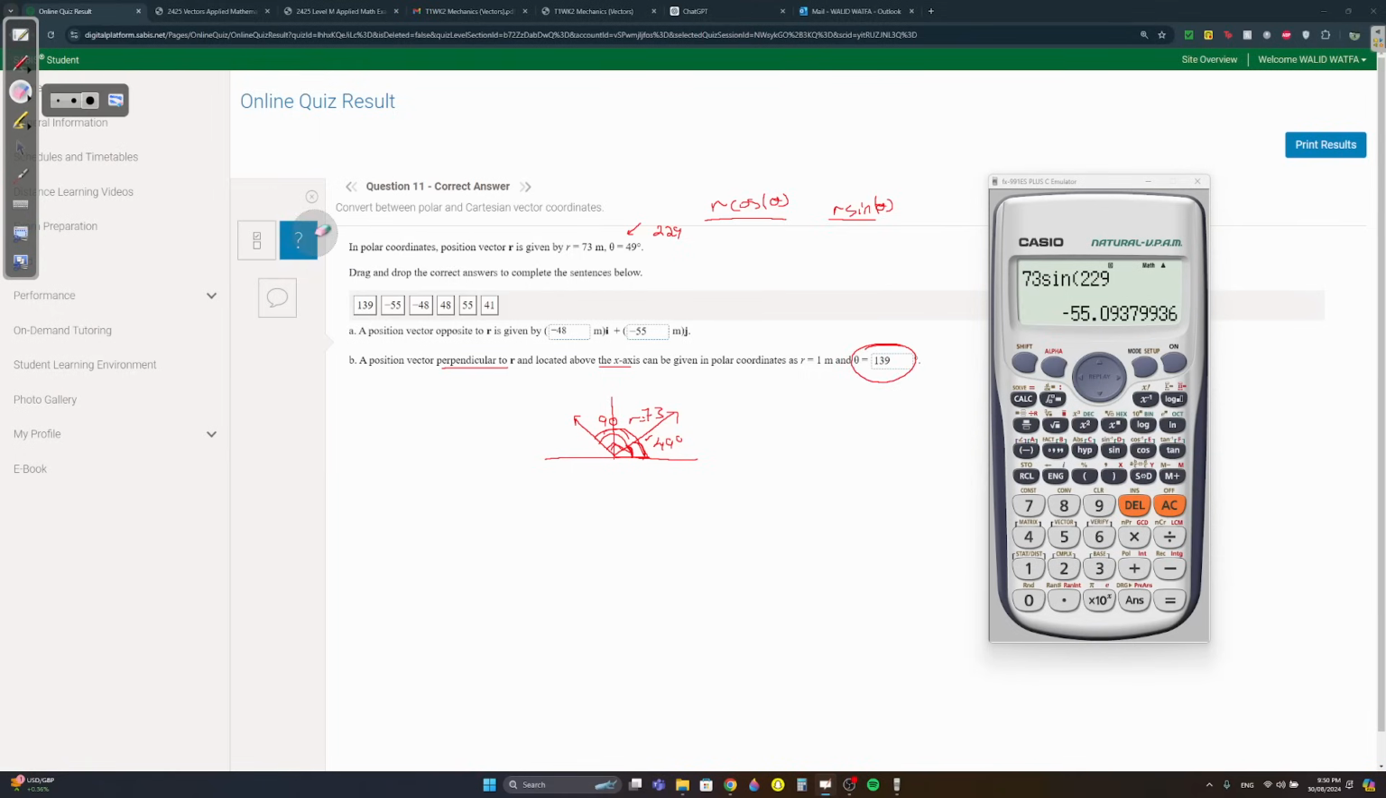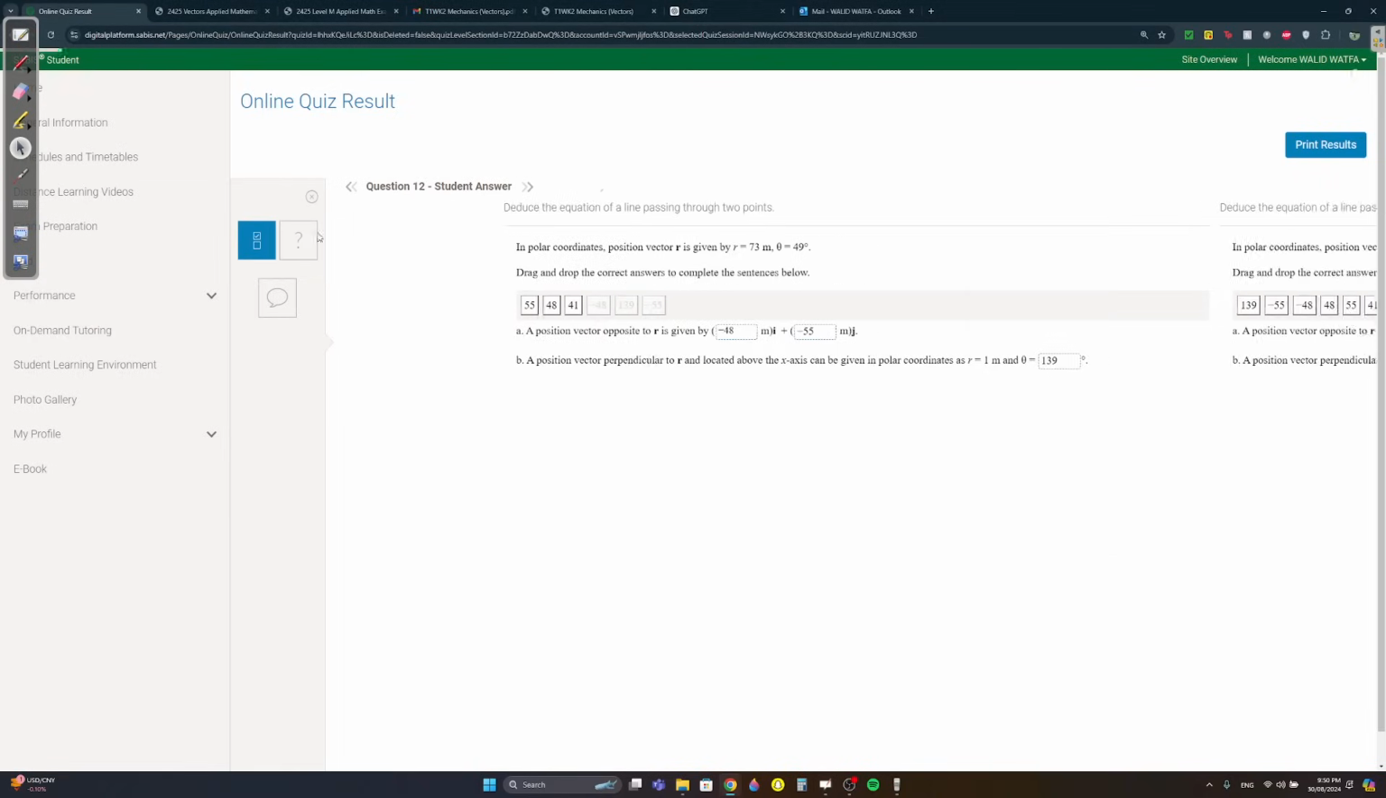Do you want a simple way? If you know it's perpendicular and it's above the x-axis, you just add 90. But if they said below the x-axis, you do 360 minus this. But I don't think they will ask this.